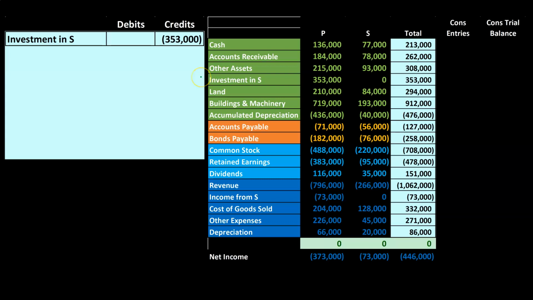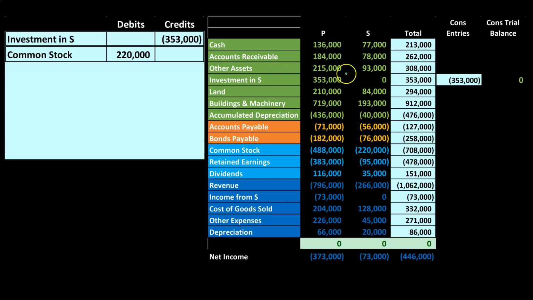So we're going to say that the investment in S is going to have to go down. Why? Because we have the investment in S here. If that's in the total column, which represents the entity as if it were one entity, which is the point of the consolidation, I can't have an investment in myself as an asset here. So that needs to be eliminated, that's for sure. The other side of this transaction is that this investment represents all of the blue accounts here.